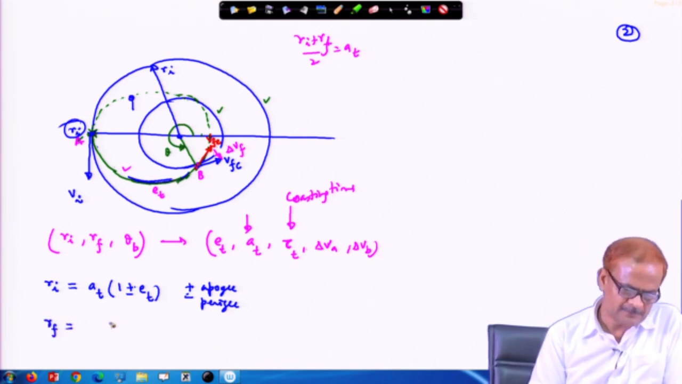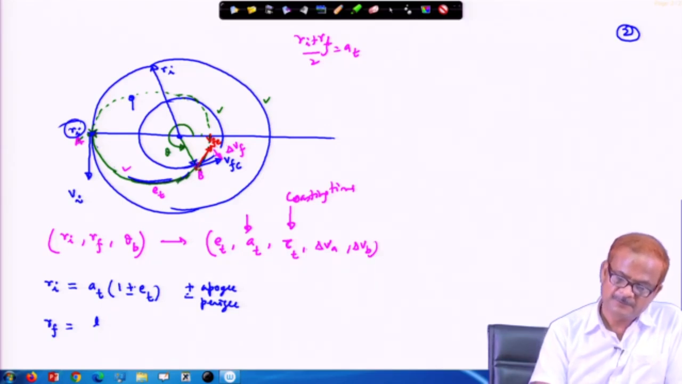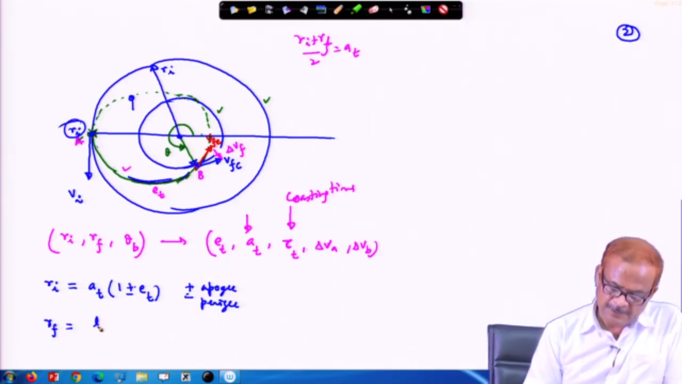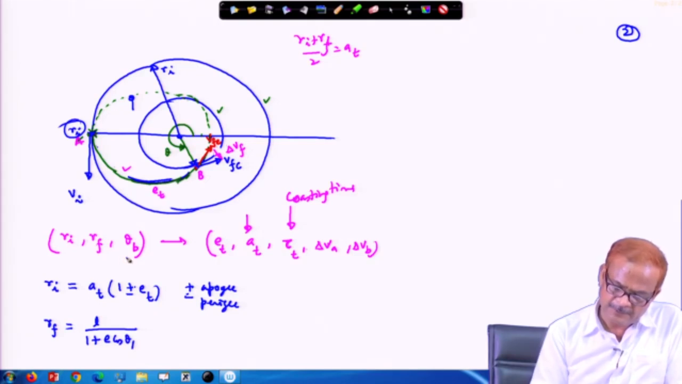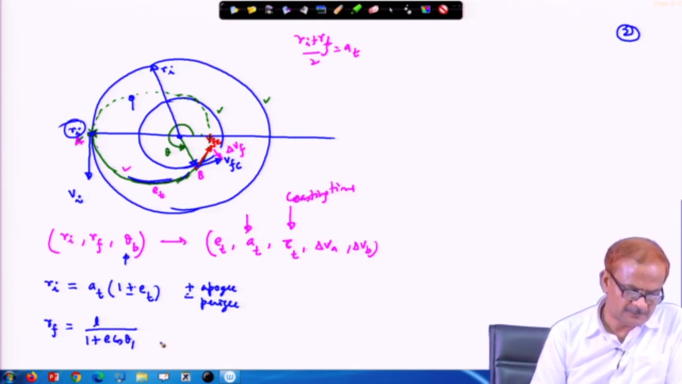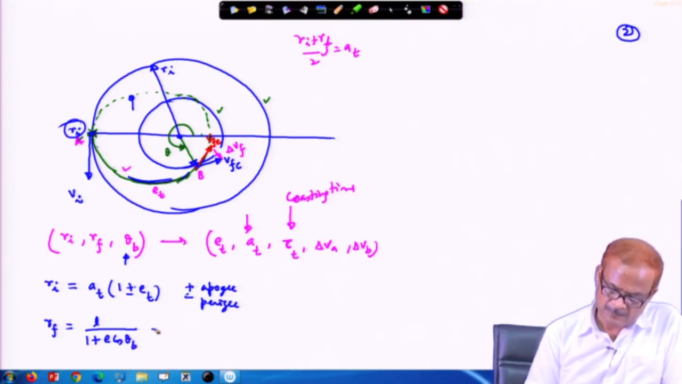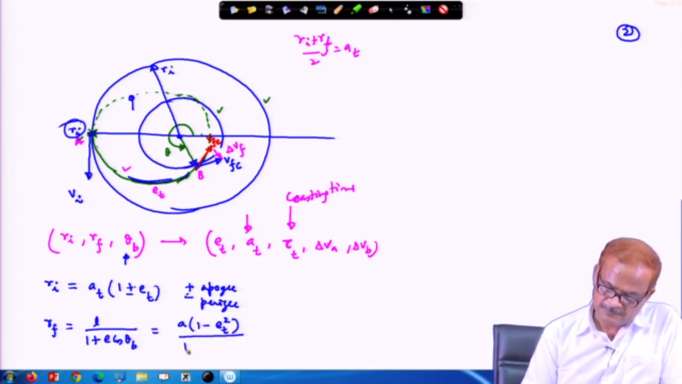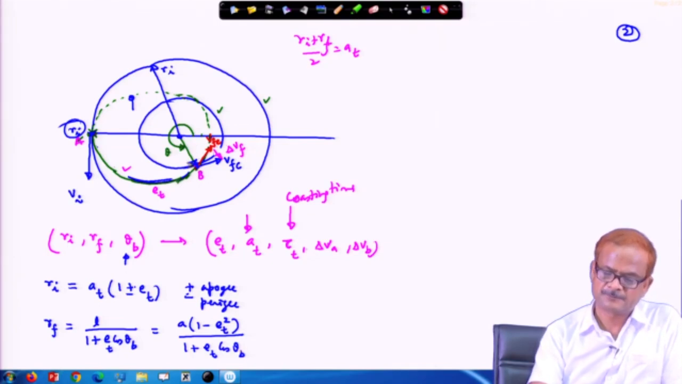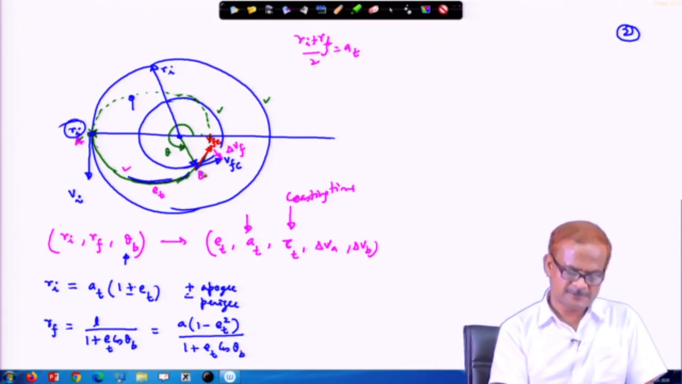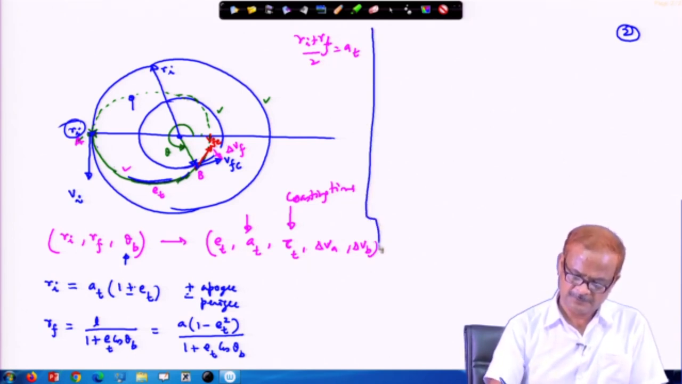Similarly, r final is here in this point, okay, and that we can write in terms of the transfer orbit. So, 1 plus e cos theta, here B we have written, so we will use this notation theta_B, and this quantity is a times (1 minus e_t squared) divided by (1 plus e_t cos theta_B), because both are cutting here, the circular orbit and the elliptic orbit which is the transfer orbit, they are crossing each other. This quantity must be the same.